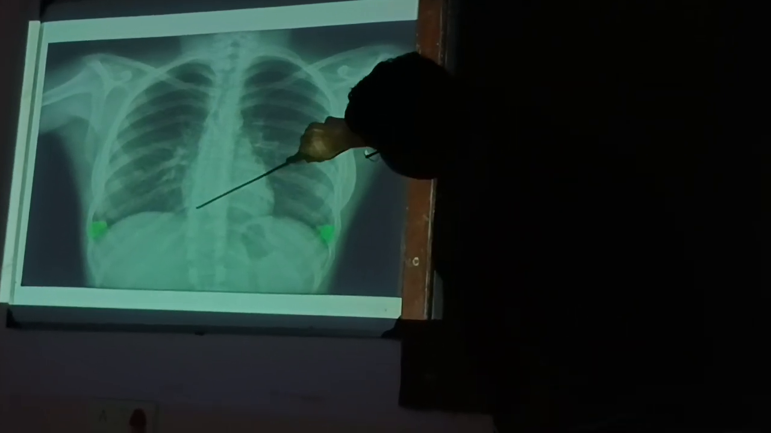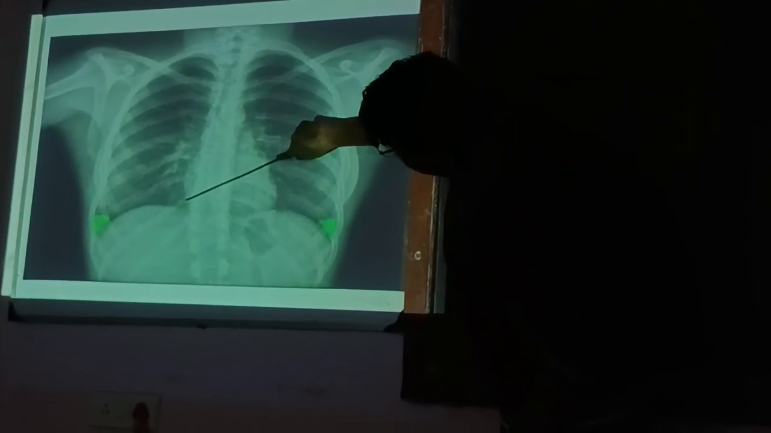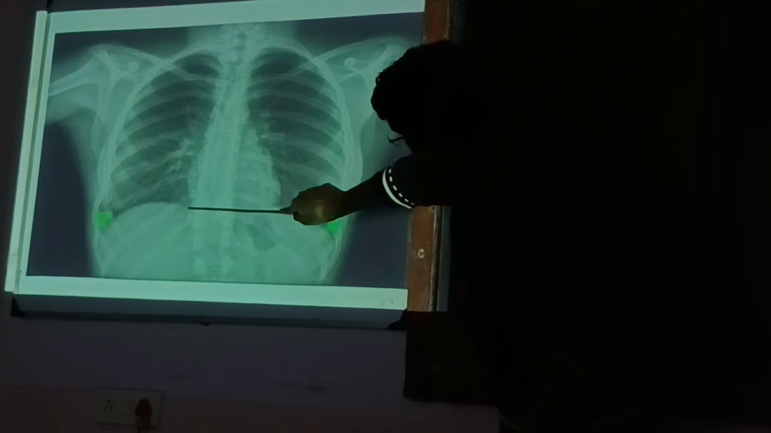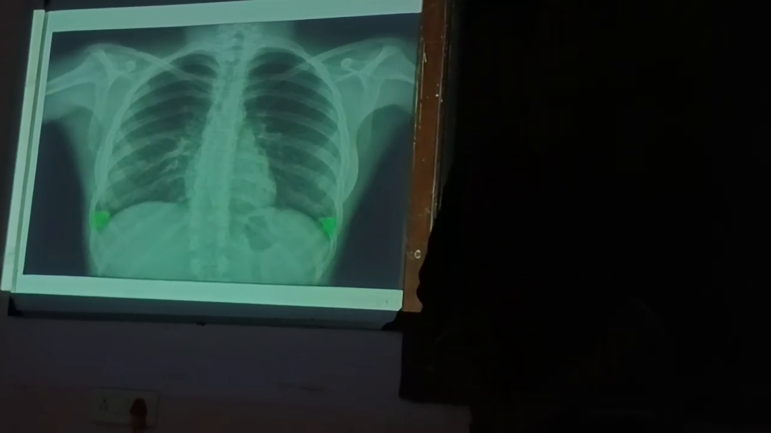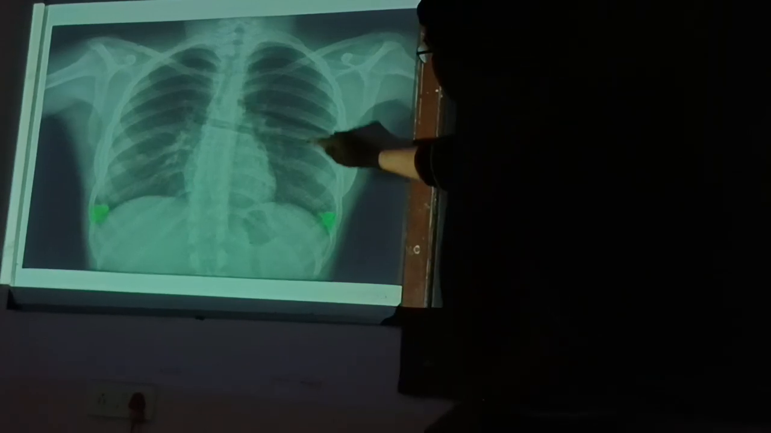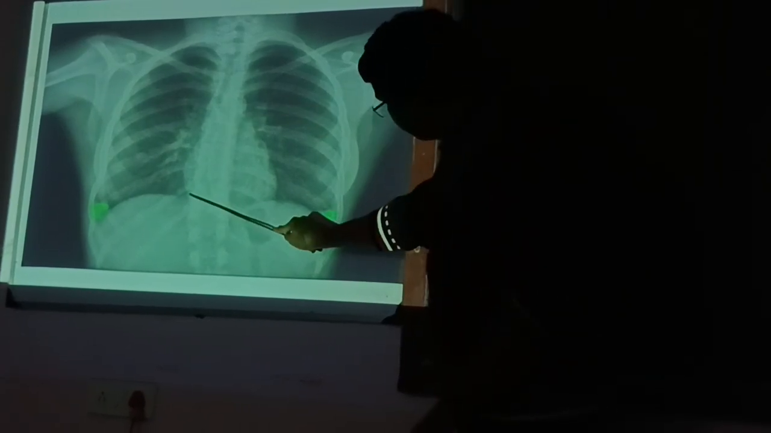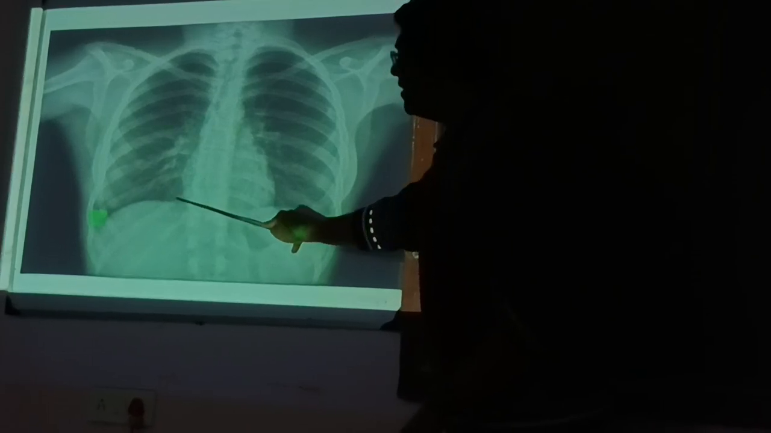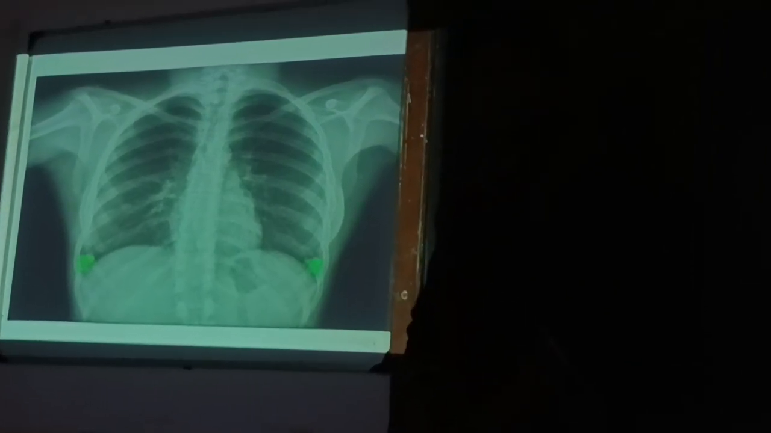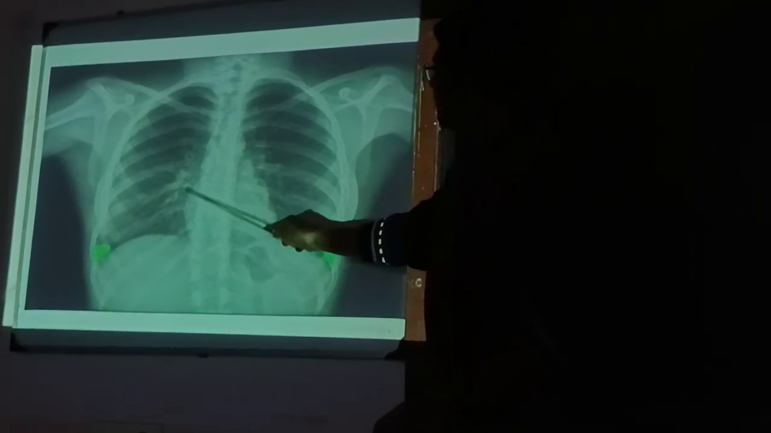The right atrium must be curving in this manner, but in between this curve and the diaphragm there is a small white structure over here. What can it be? Inferior vena cava, absolutely. If this is the superior vena cava, this small connection between the diaphragm and the right atrium is nothing but the inferior vena cava. So this is about the right side of the heart.